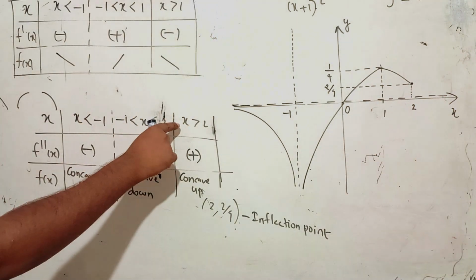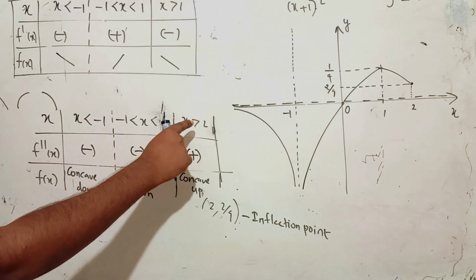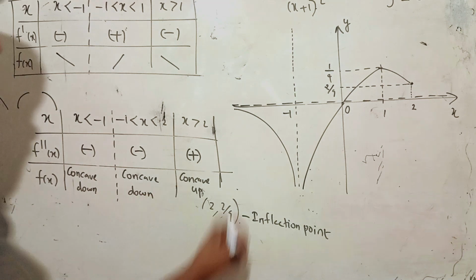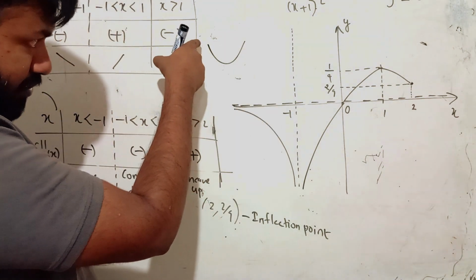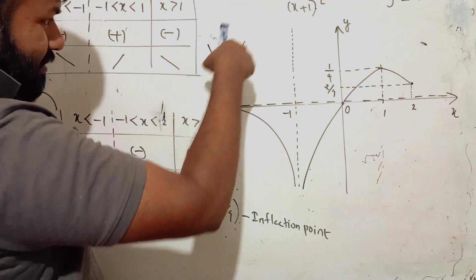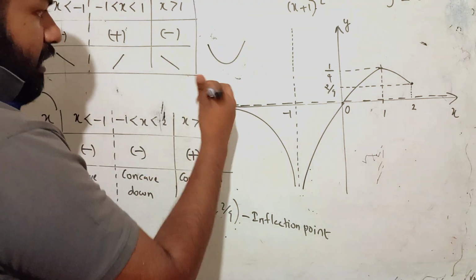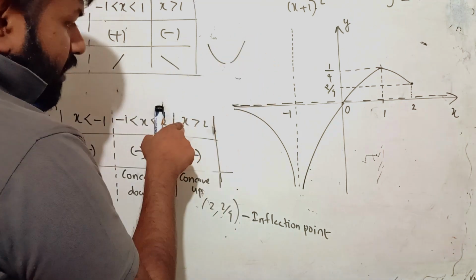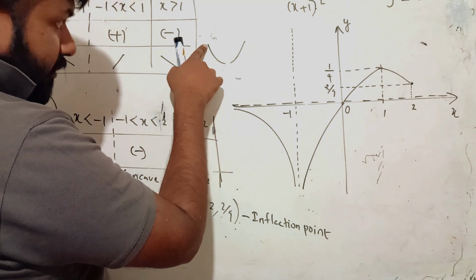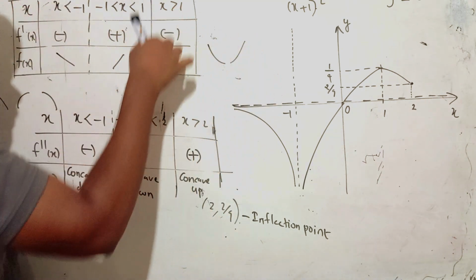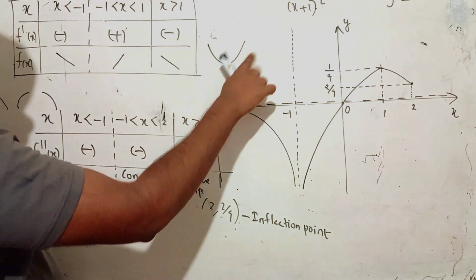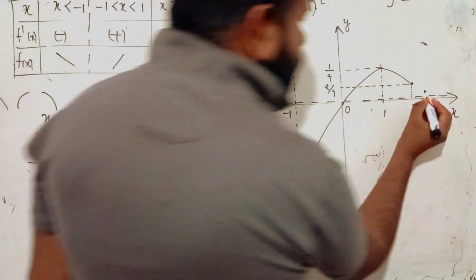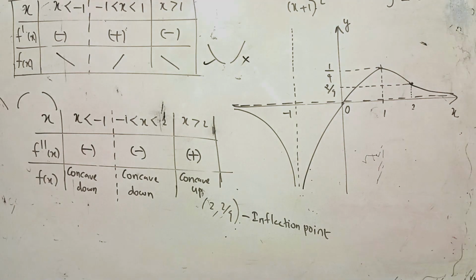But when x is greater than 2, the concavity changes. When x is greater than 2, the graph is concaving up. Concaving up means the graph should be like this, or it has to have a part of this graph. It can be like this or like this. But when x is greater than 2, it has to decrease, so you cannot take this one. This is decreasing. So the graph goes like this.